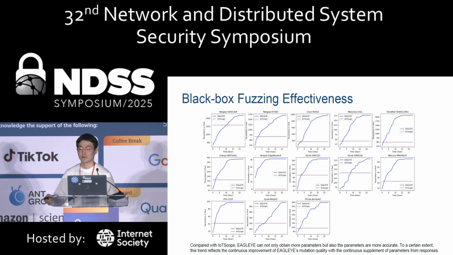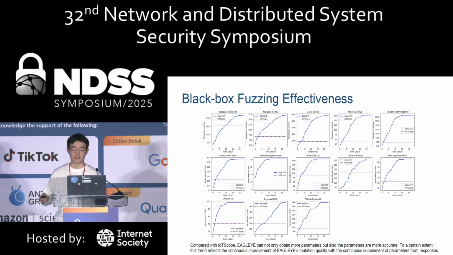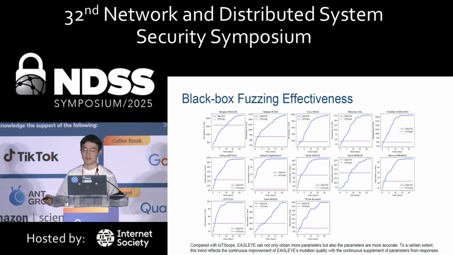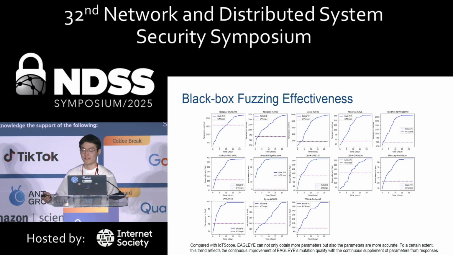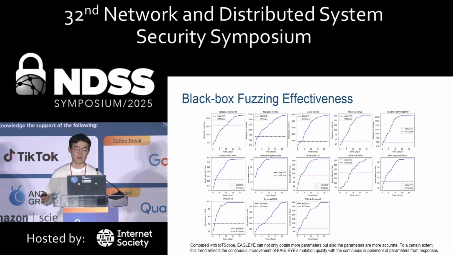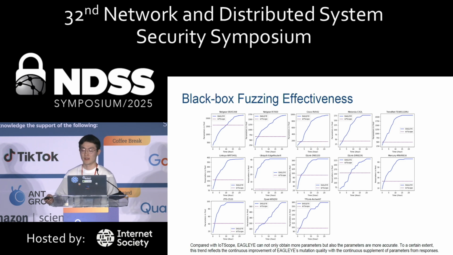As the fuzzing progresses, the number of parameters in the pool increases, triggering more interfaces and generating more parameters. This growth trend, shown as the blue line in the figure, reflects the effectiveness of EAGLEYE's mutation strategy in continuously producing better seeds.